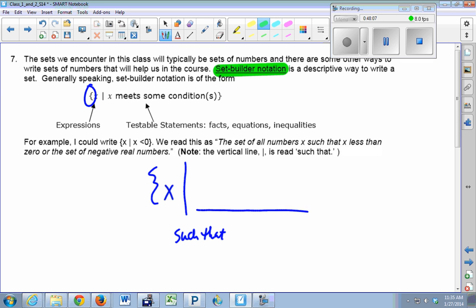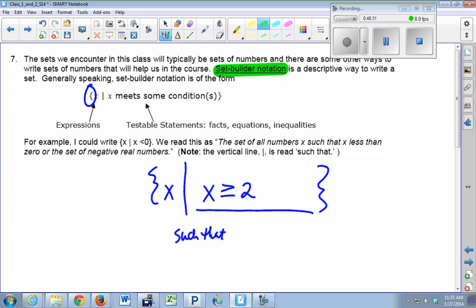And what goes on this side is some kind of statement. You can literally write out all numbers greater than or equal to 2 in words, or you could represent it mathematically with an inequality. The way I would do that is I would say x has to be greater than or equal to 2. And now I've represented a set of numbers that's infinite.